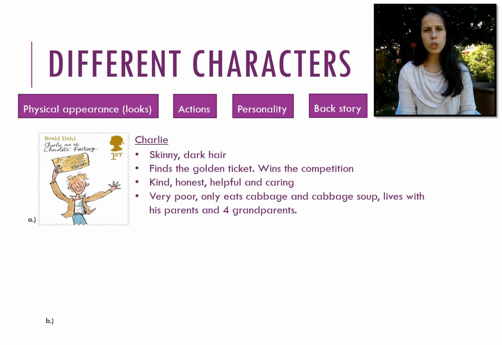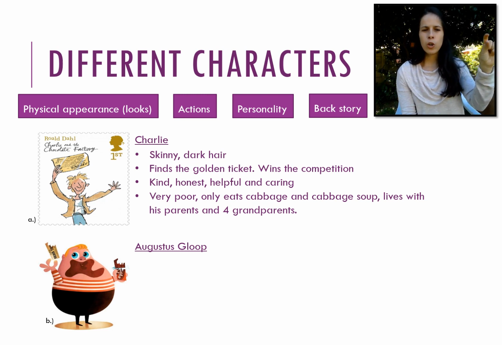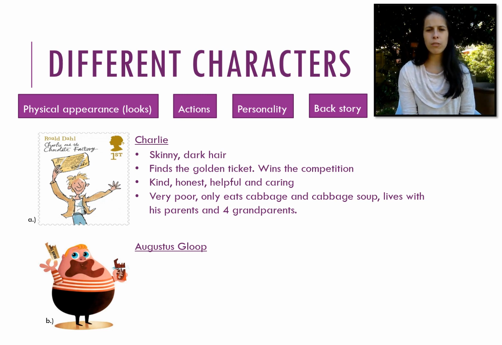Right, next I want us to look at a very, very different character. We're going to look at Augustus Gloop. Now we know he's very different to Charlie, so let's go through his character sketch. Before I put it up on the screen, I want you again to come up with your own in your head or write down some ideas. Look at the 4 blocks on top of the screen, the physical appearance, actions, personality, and backstory. Maybe pause the video and then play it again to have a look at my character sketch on Augustus Gloop.